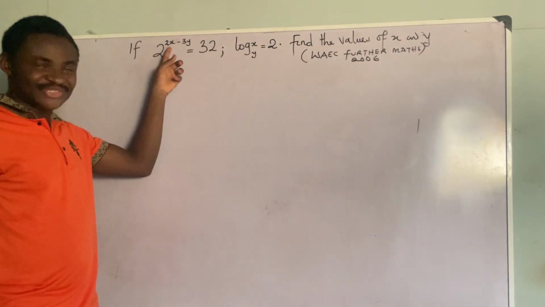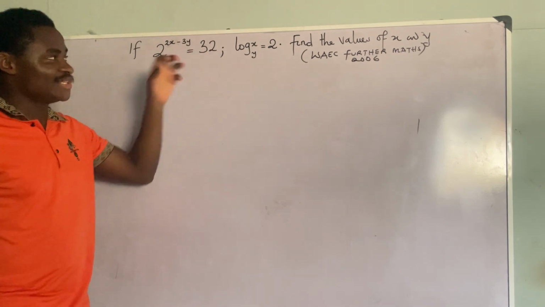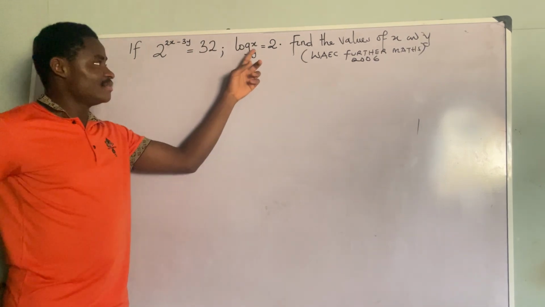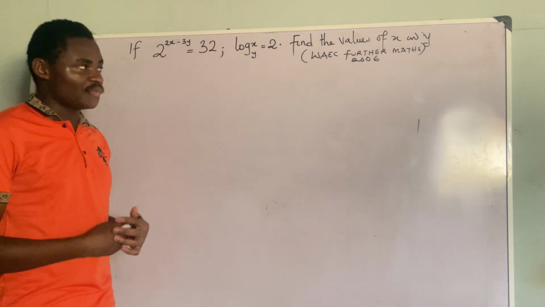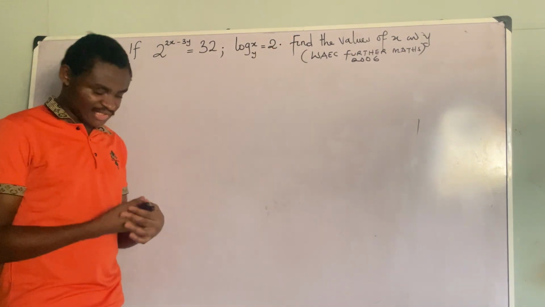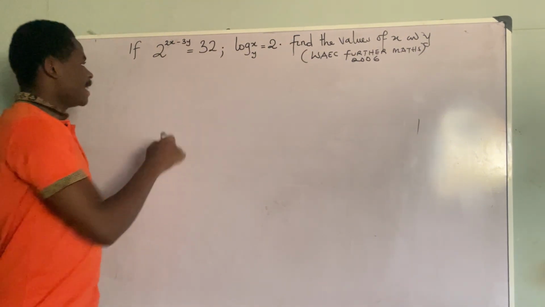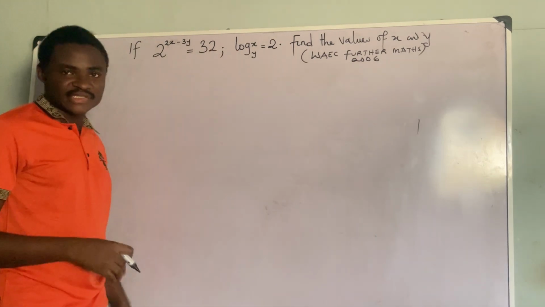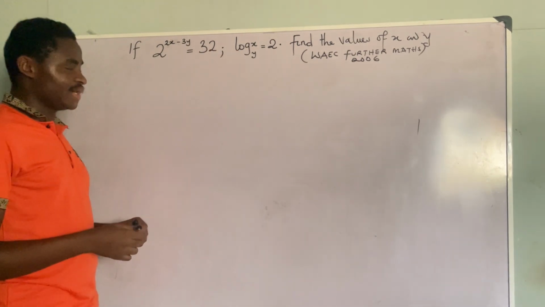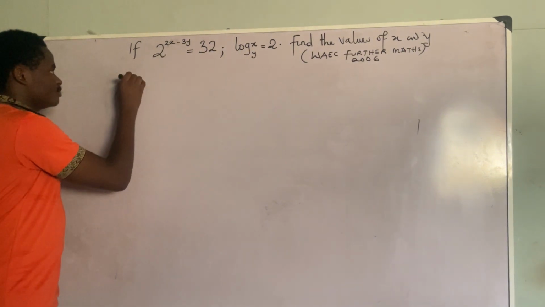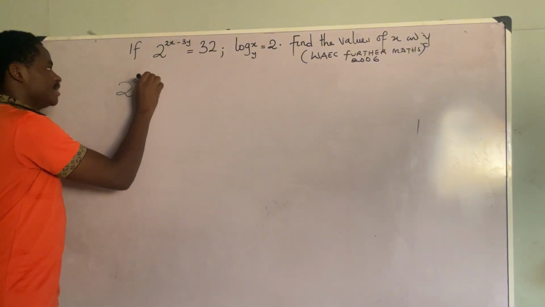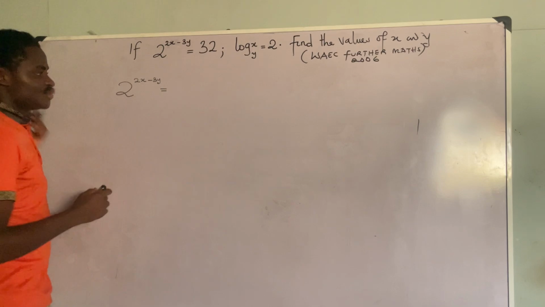If 2 raised to the power 2x minus 3y equals 32, and log of xy equals 2, find the values of x and y for the 2006 exam. To solve this one, I'll take each of them as different statements and then form equations from them. Now let's begin from this one here. 2 raised to the power 2x minus 3y is equal to 32.